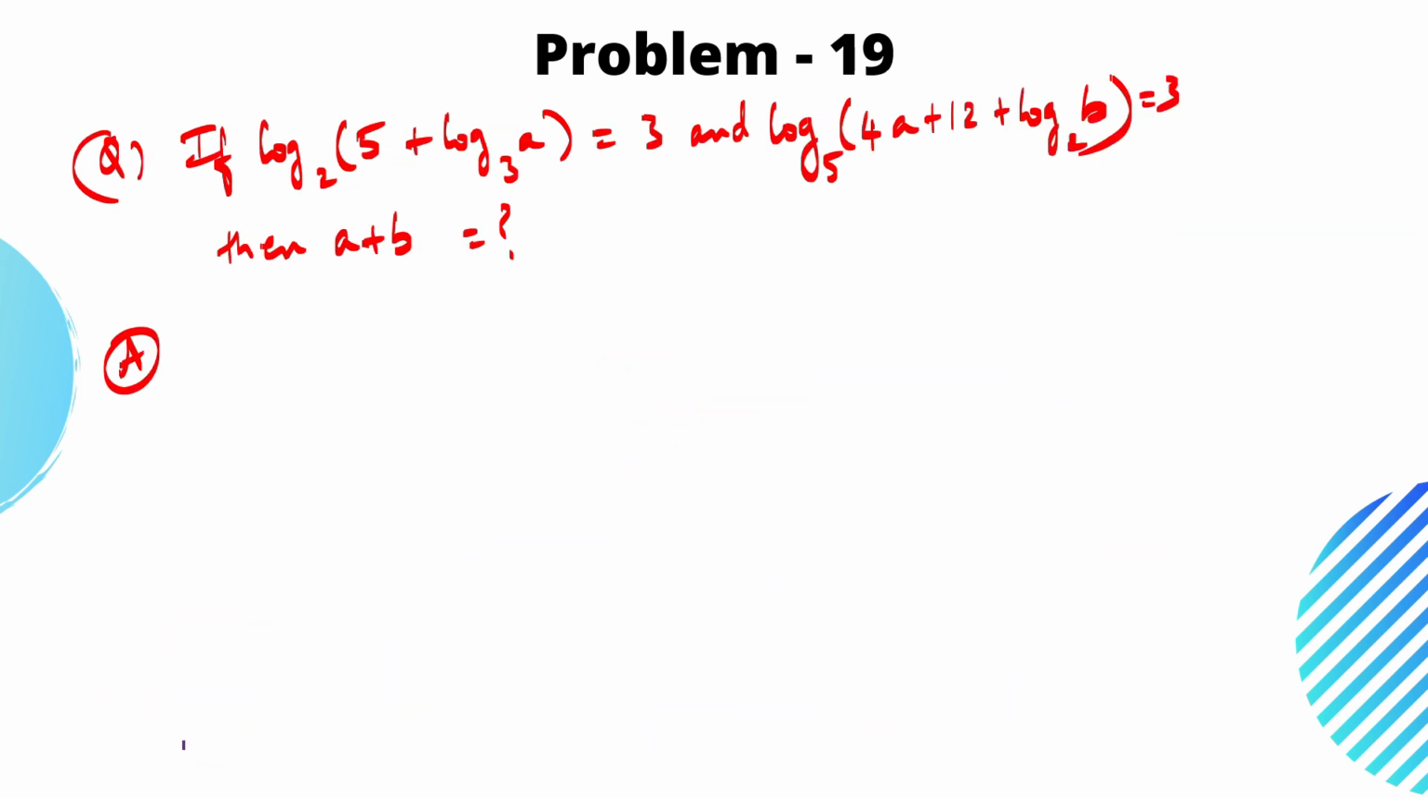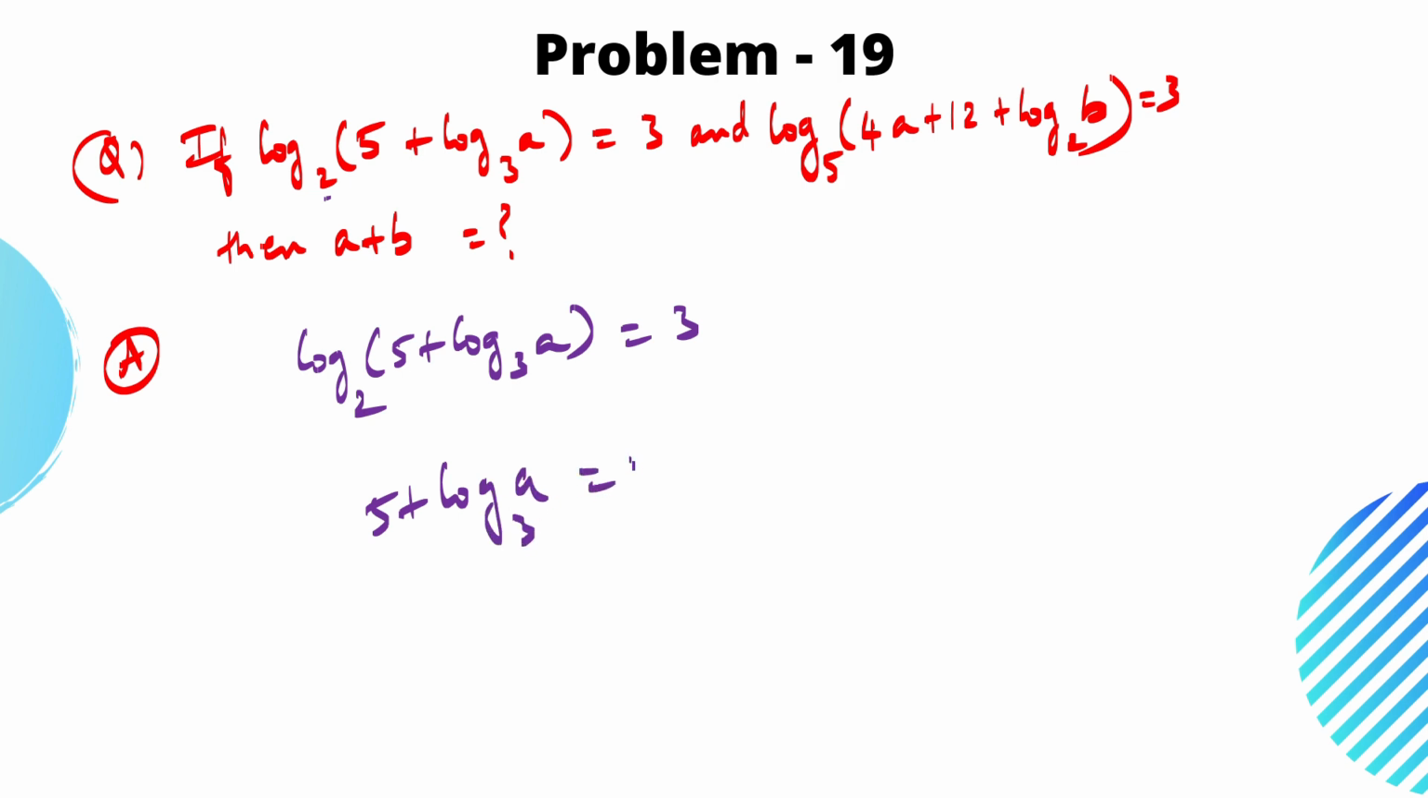Let us solve this. If log of something is equal to 3 and log of something else is equal to 3, then calculate the value of a plus b. Here the base is 2 and here the base is 5. So let us take the first one. Log of 5 plus log a to the base 3, to the base 2, this is equal to 3. Now we can write this as 5 plus log a to the base 3, this is equal to 2 cube, and log a to the base 3 is equal to 3, and a is equal to 27.